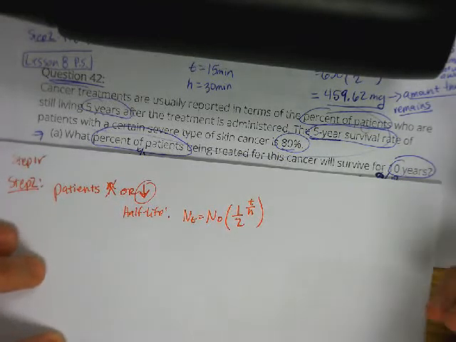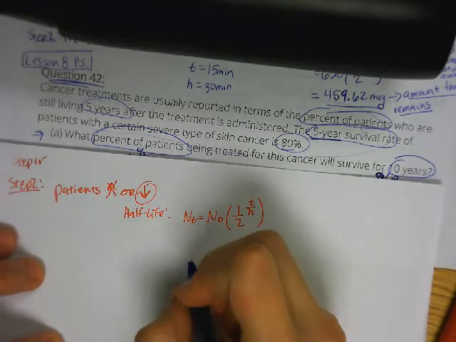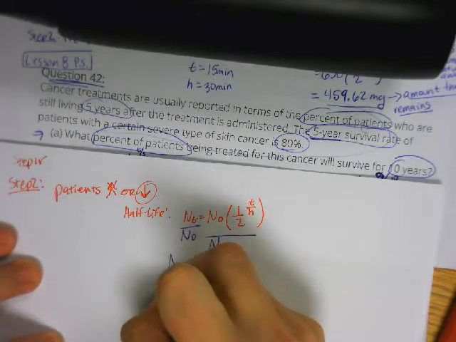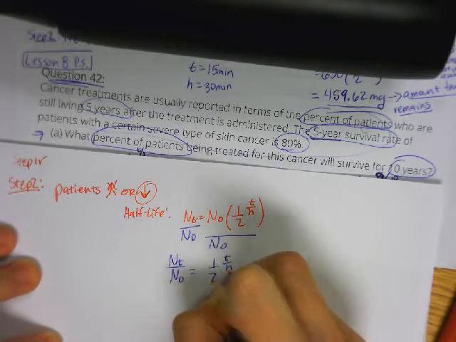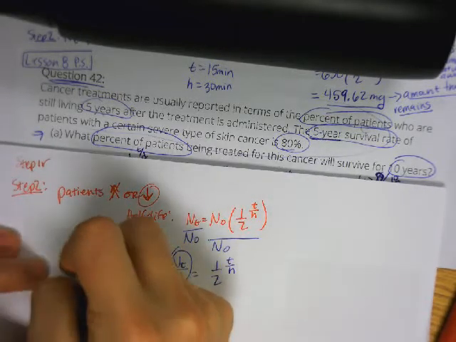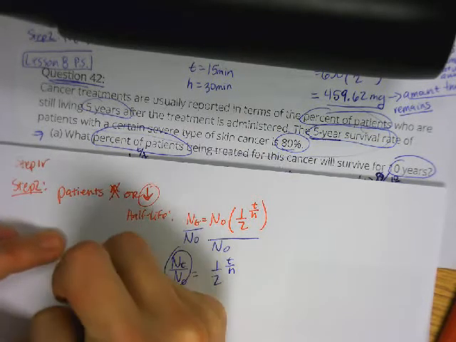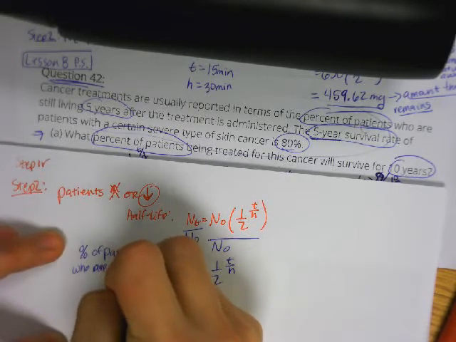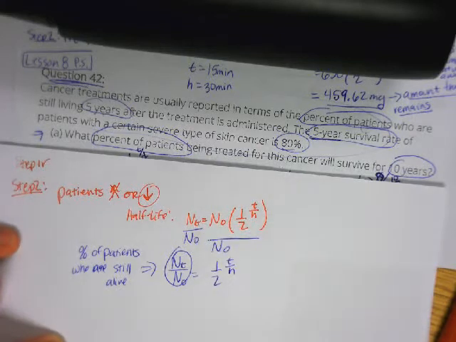And just one last hint. I don't want to work through this problem start to finish. One last hint to help you with this problem. If you divide through by N0, so on the left-hand side, we have NT divided by N0 equal to 1/2 to the T over H. This proportion represents the percent of patients who are still alive. Okay, that's what this ratio represents.